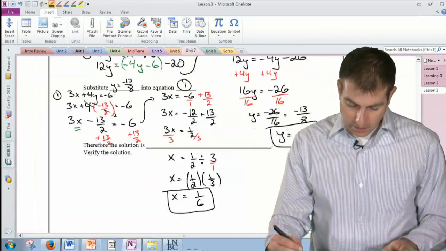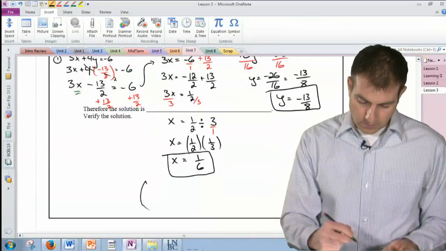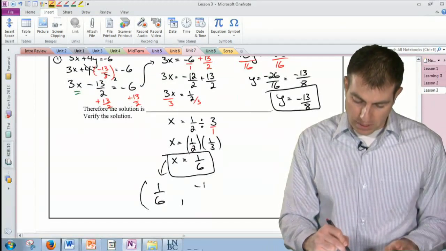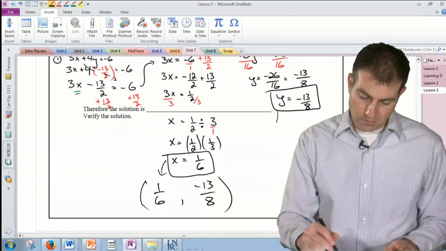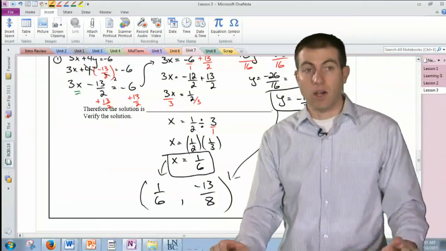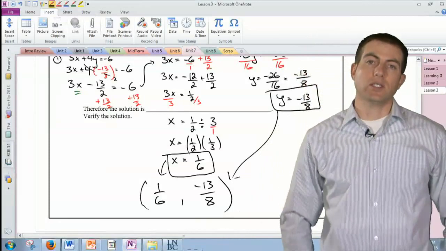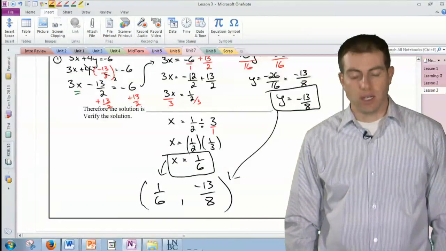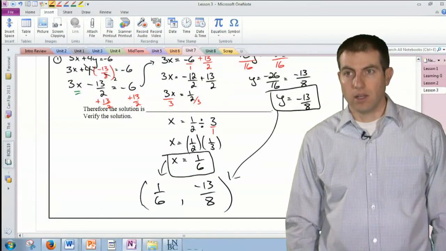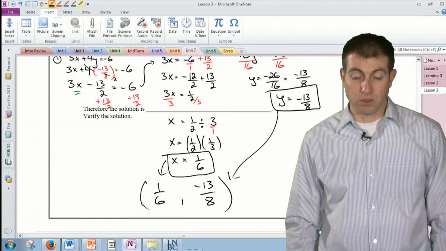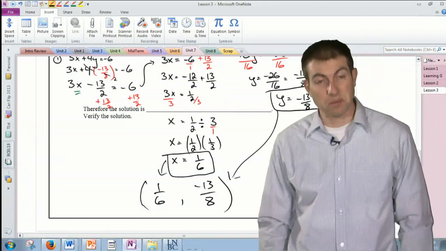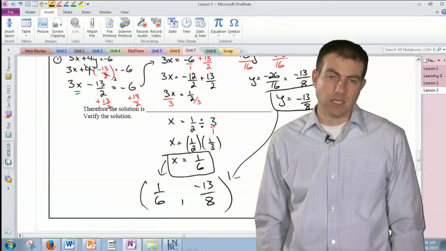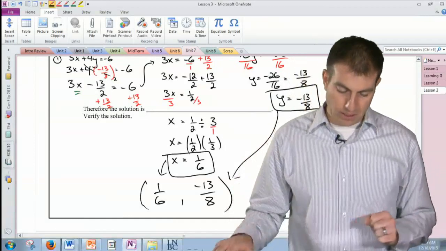So, I have an x, which was 1 over 6 from right here, and I have a y, which was negative 13 over 8 from there. Now, we could substitute those back into our equations and verify our solution was correct, and I encourage you to do that. But in the idea of saving a little bit of time and doing this last question, I'd like to move on. You can always substitute those back into the equations and check. If you want to do that, you can.